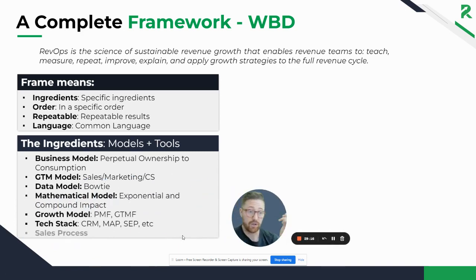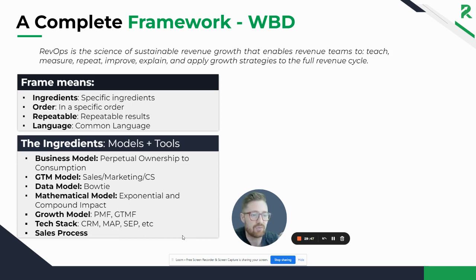So during this class, we'll go over all these. What is your business model? What is your go-to-market model, which there's a different one for sales, marketing, and CS based on your business model? What is the data model, which should reflect your go-to-market? What's the math model, so you understand where you're having exponential and compound impact, thus being able to prioritize? Where are you at within your growth model, product market fit or go-to-market fit? And where does revenue operations really kick in from 1 million ARR to 10 million ARR, and when you scale and when you get your Series B, etc.